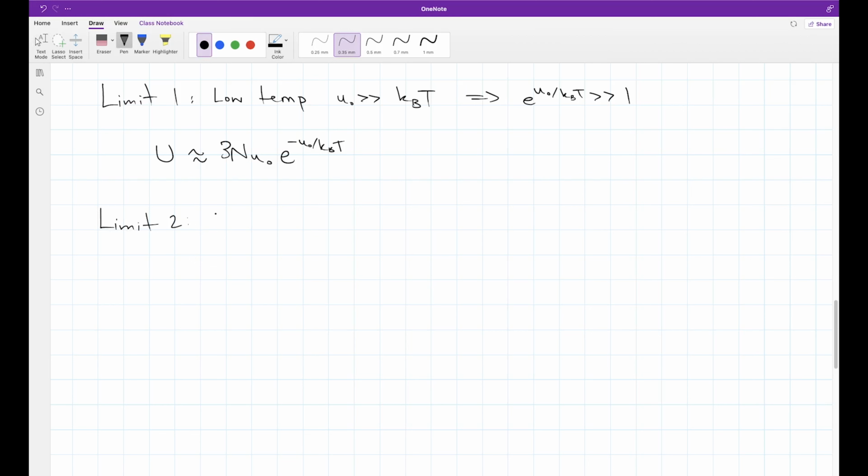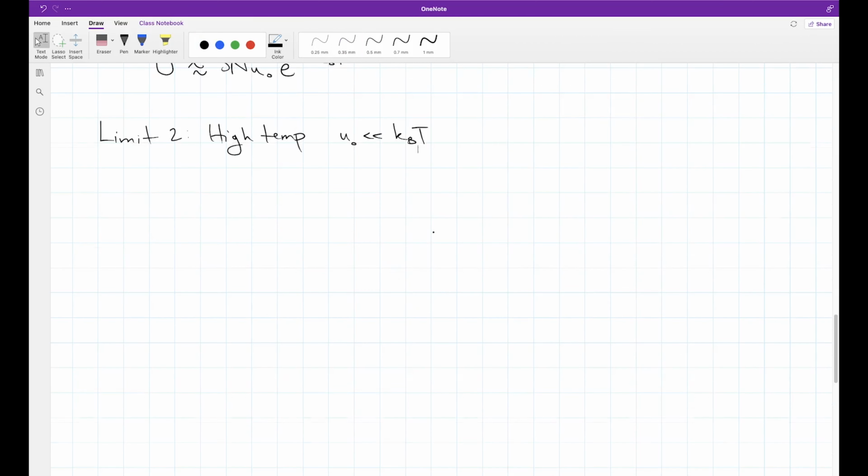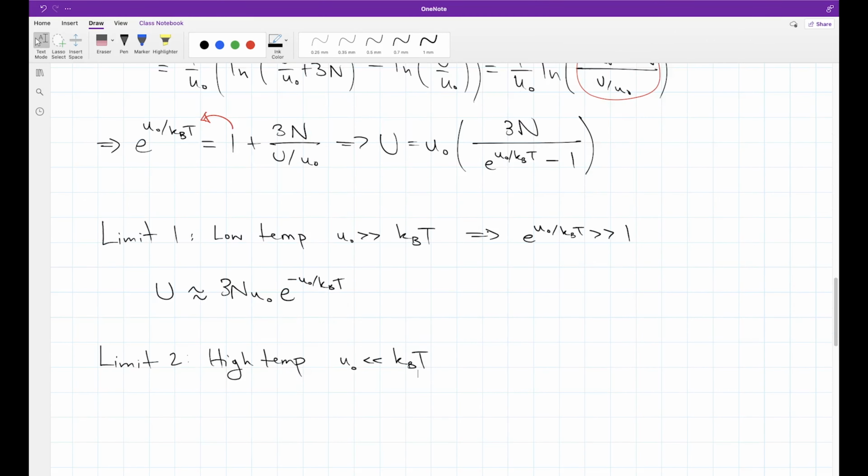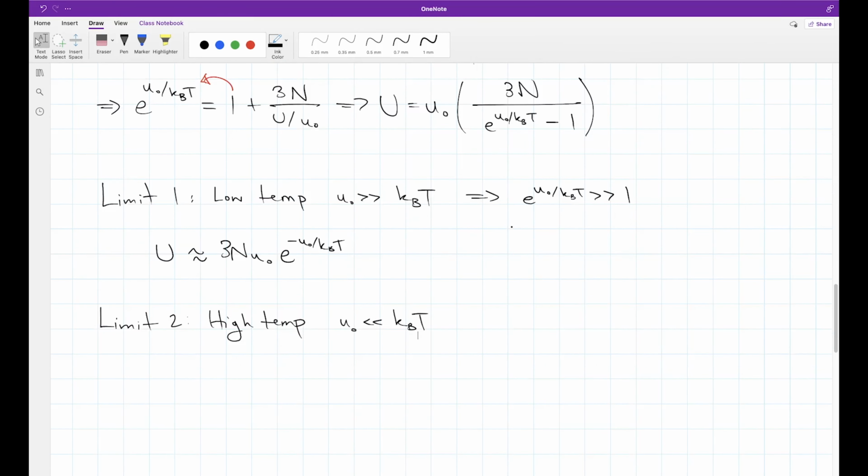That said, by studying the high temperature limit, we can actually get a lot of interesting insight. So this is going to be the case when u naught is much less than kBT. And at first glance, one thing that you might think is that you can now simply Taylor expand this, but since it's in the denominator, things become a little hairier.